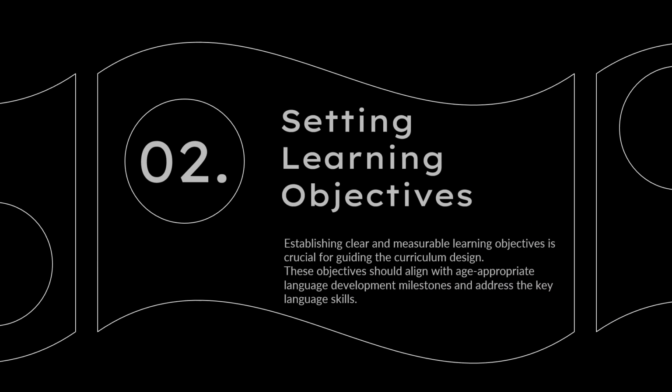2. Setting learning objectives. Establishing clear and measurable learning objectives is crucial for guiding the curriculum design process in primary school English language teaching. These objectives should align with age-appropriate language development milestones and address the key language skills: listening, speaking, reading, and writing. Additionally, they should encompass grammar, vocabulary, and cultural awareness.